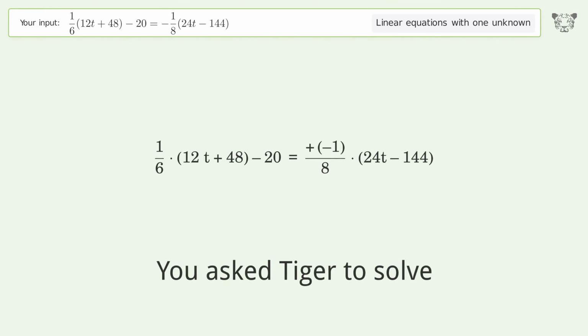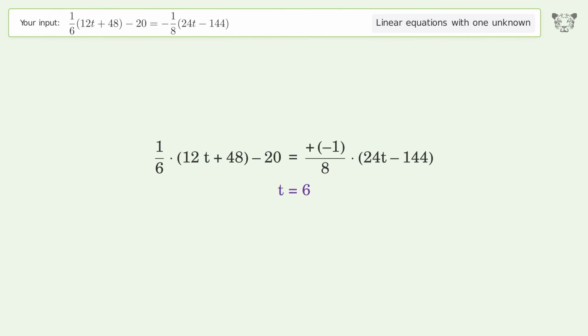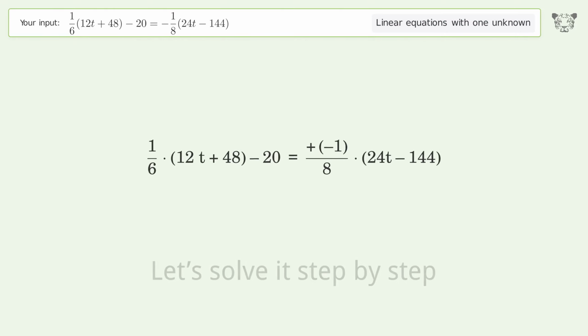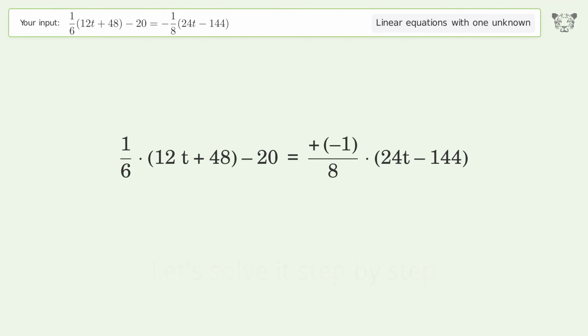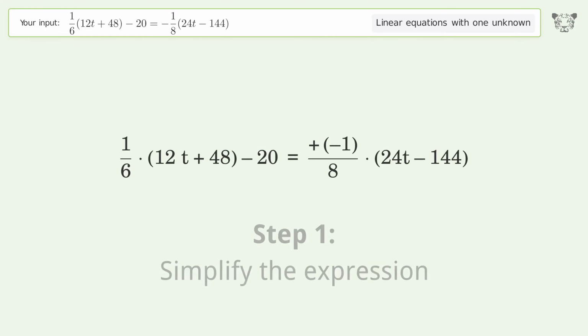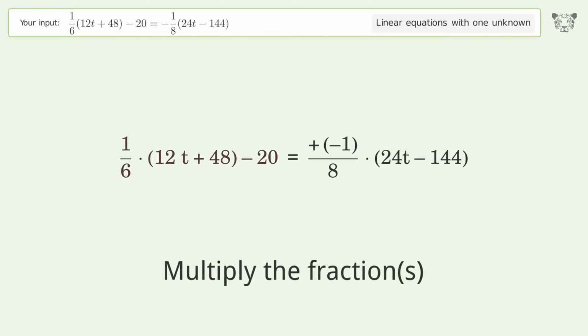You ask Tiger to solve. This deals with linear equations with one unknown. The final result is t equals 6. Let's solve it step by step. Simplify the expression. Multiply the fractions.